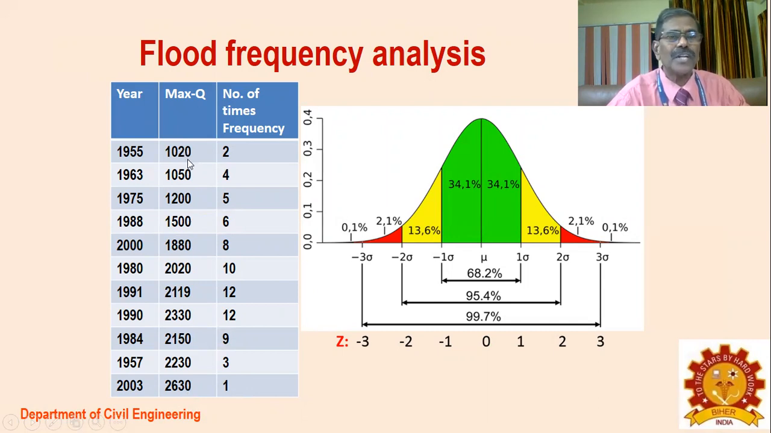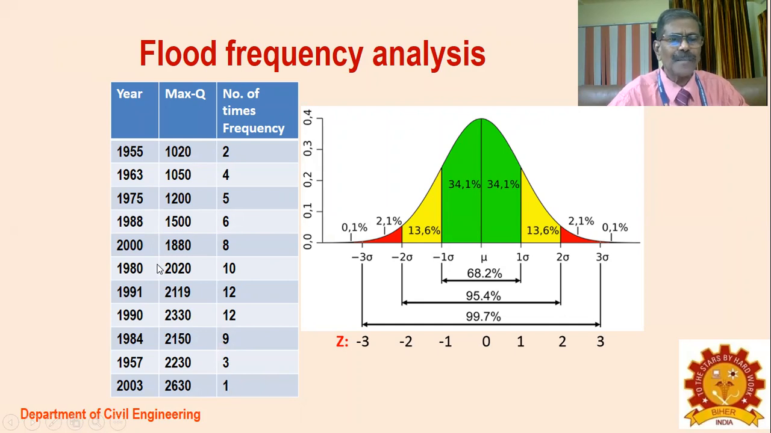If you look into this, 1020 cubic meters of water comes into that area 2 times, 1050 4 times, 1880 8 times, 2150 9 times. Very large flooding water flows 1 time, 2630. Most of the time, the area is flooded with water of 2020 or 2000 cubic meters per second. Other times, in very rare occasions, you will get maybe a 2630 where flooding is very high, but it may be repeated for 1 time.